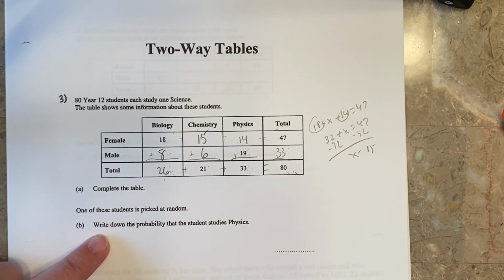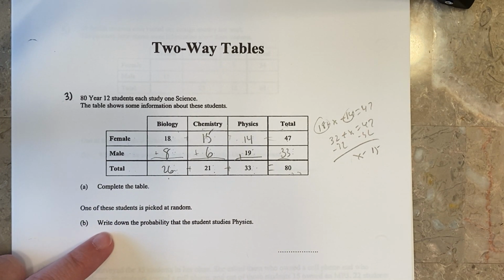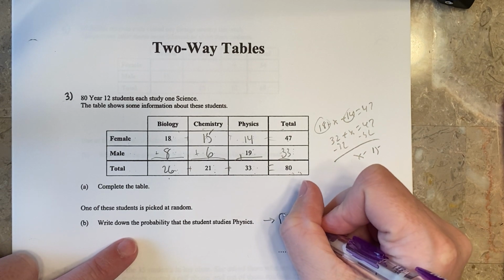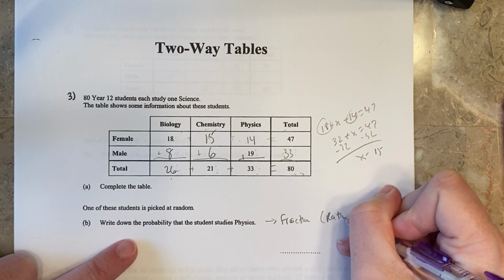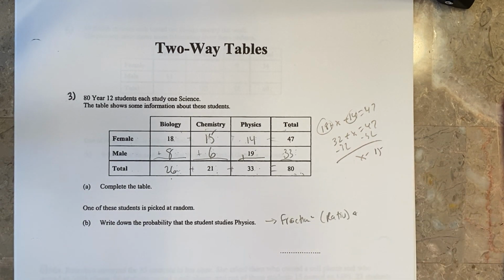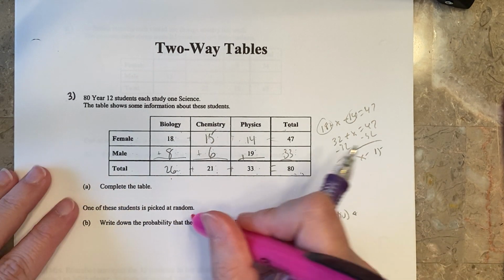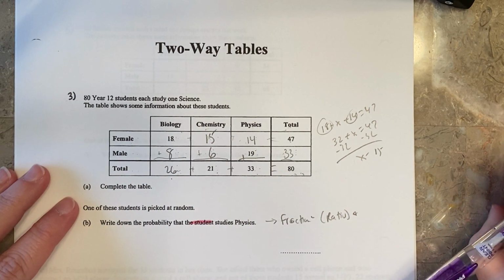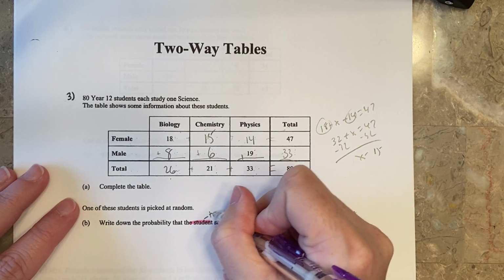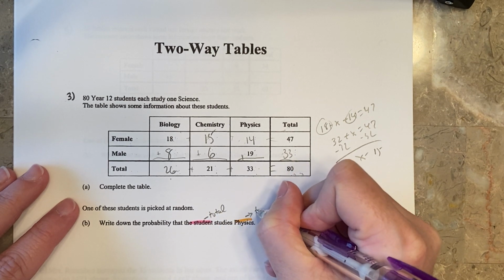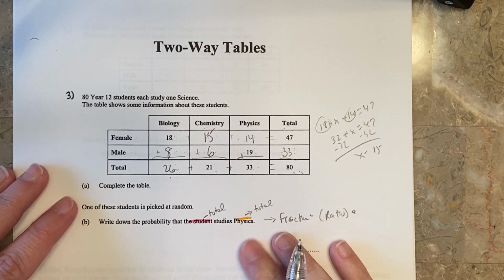So now we want to just go ahead and solve for this fraction. So you want to write down the probability. So for these, we're going to be doing fractions in 8th grade. And don't forget that the word ratio is fancy for fractions. All right, write down the probability that a student studied physics. Notice it didn't say only, so we want total. And physics, again, didn't say anything, so we want total.